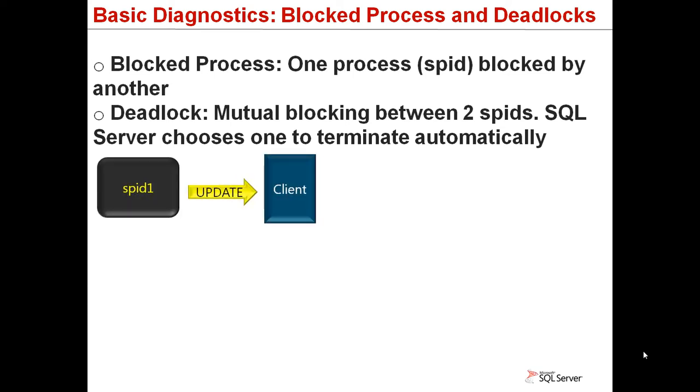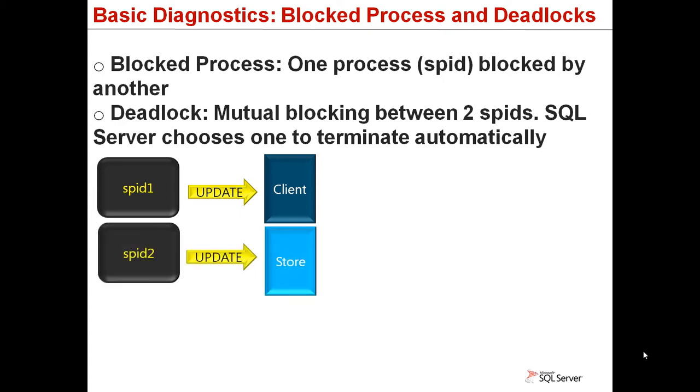So here we have a SPID updating a table named client, and at the same time in a parallel transaction a different SPID is updating the store table. So at this moment there is no relation between these two transactions. But now the first SPID will try to update the store table and it will be blocked.